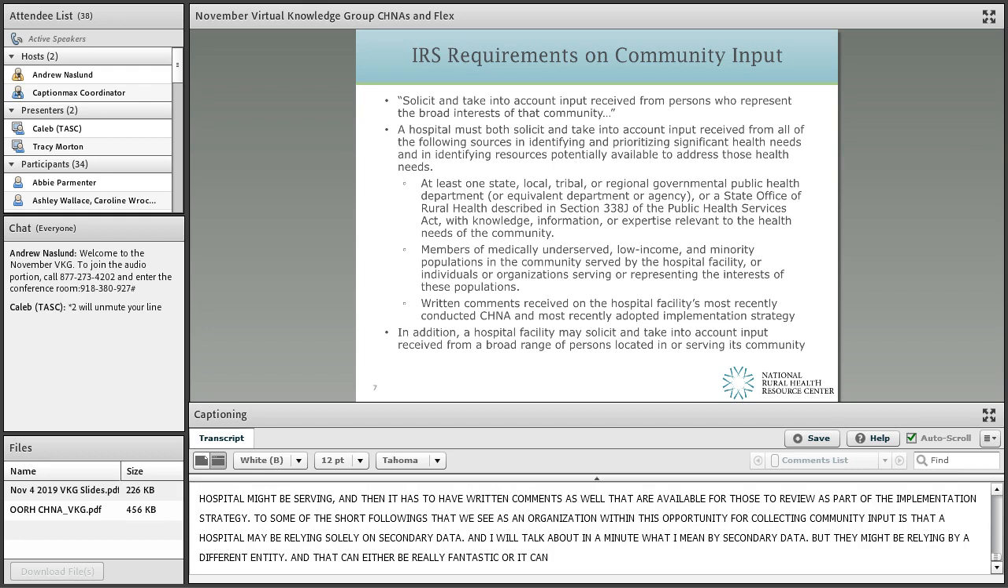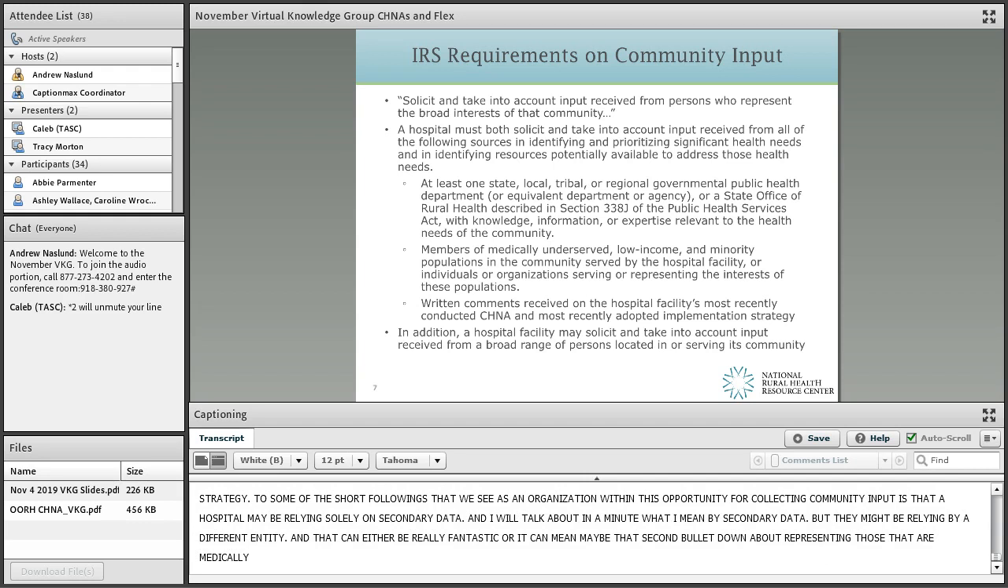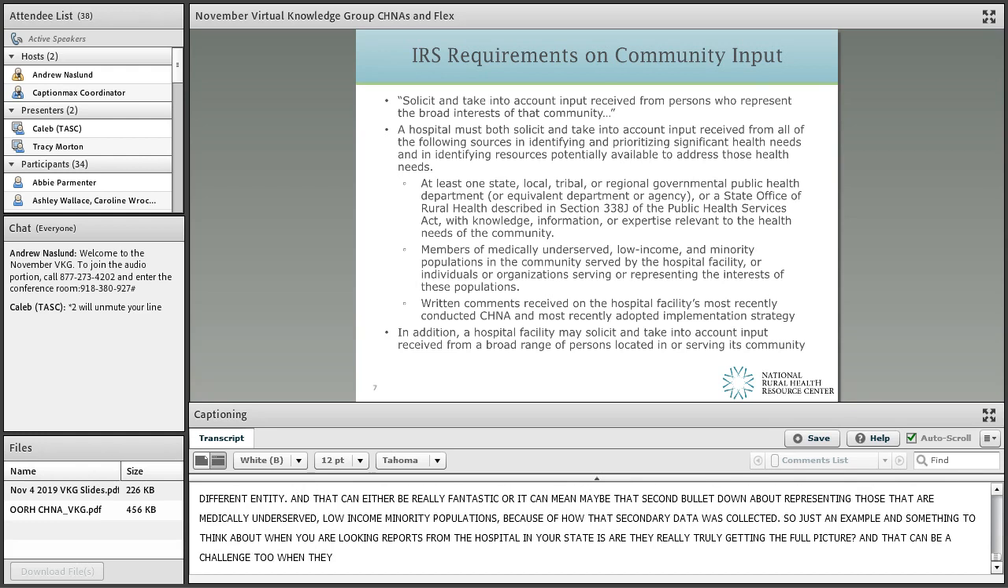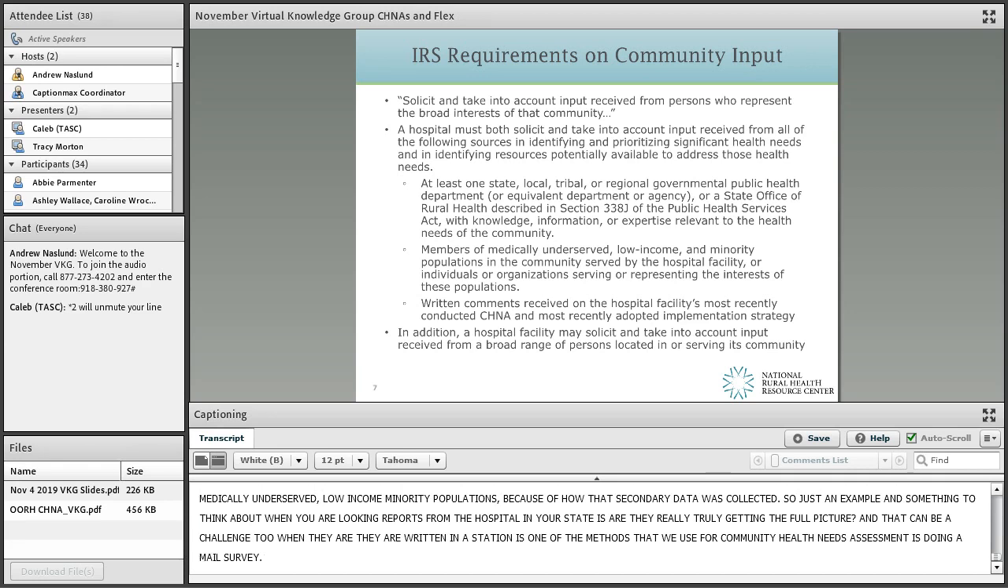Some of the shortfalls that we see as an organization within this opportunity for collecting community input is that a hospital may be relying solely on secondary data, and I'll talk in a minute about what I mean by secondary data, but they might be relying on data that's been collected by a different entity. And that data can be really fantastic, or it may not meet that second bullet down about representing those that are medically underserved, low-income minority populations because of how that secondary data was collected. So that's just an example, and something to think about when you're looking at the reports from the hospitals in your state: are they really truly getting the full picture?